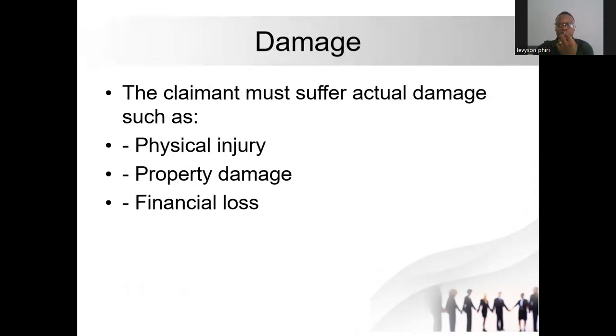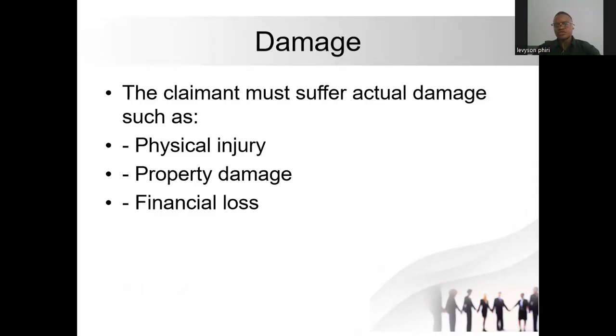Okay, so damage. When you come to law, damage simply means money. So we can say that the claimant must suffer actual damages such as physical injury, property damage, and financial loss. Once you have caused damage to someone, these are the results: physical injury, property damage, and also financial loss. So that's what they say.